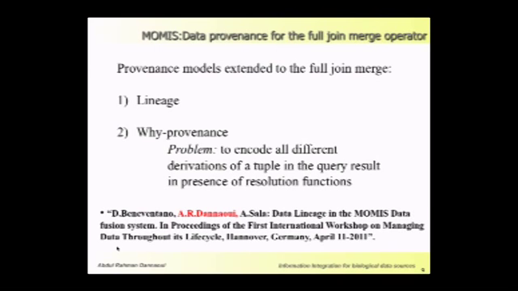Starting from these data provenance models, we extended some of them to deal with the full outer join merge. And the main difficulty in these extensions is the use of the resolution functions to perform the merge operation. These models are lineage and Why provenance. In the case of Why provenance, we did just a preliminary study, and we published this paper to be presented in Germany this year.